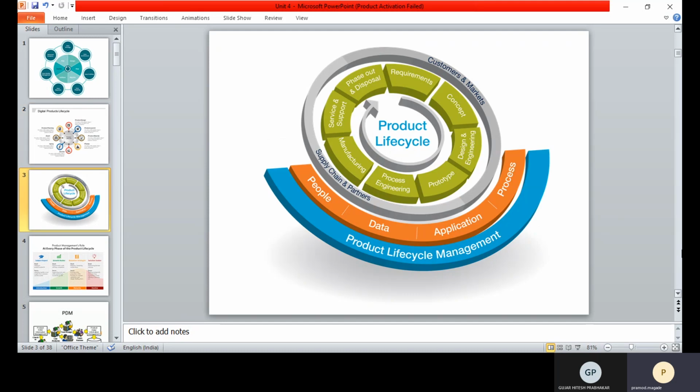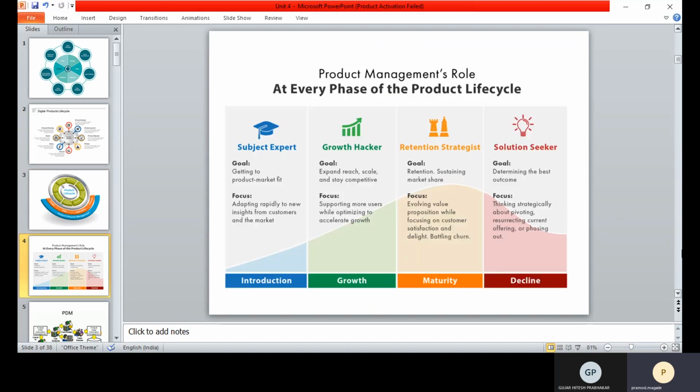As we have discussed, the product life cycle is totally related with the people. That people manage the data application wise with respect to process. So this will be about the product life cycle.